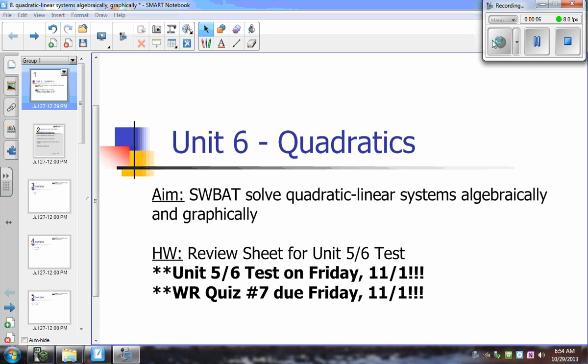Today we're actually going to review a topic that you guys had covered back in algebra. I know it's been a while since you've seen it. We're going to talk about solving quadratic linear systems, both algebraically and graphically.